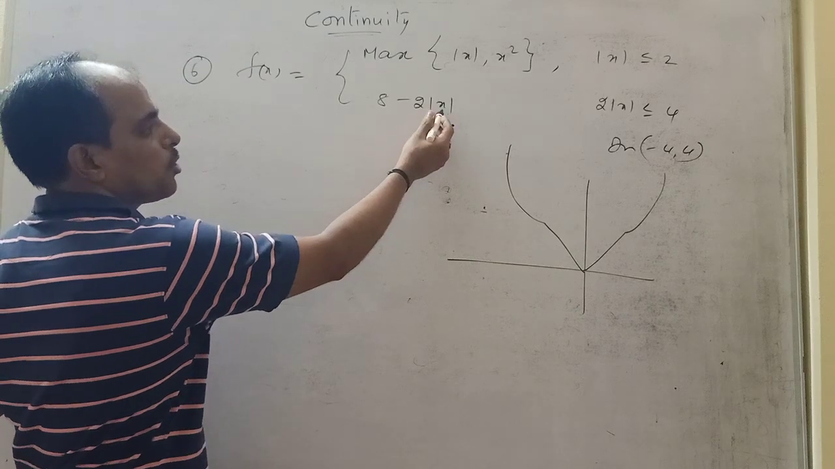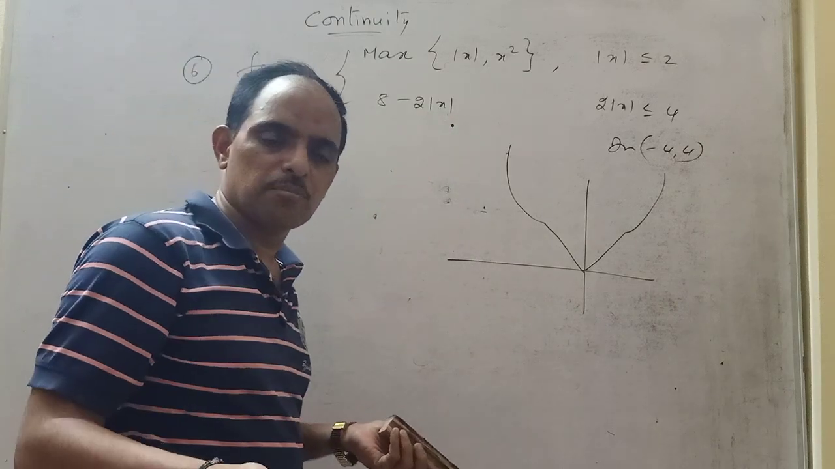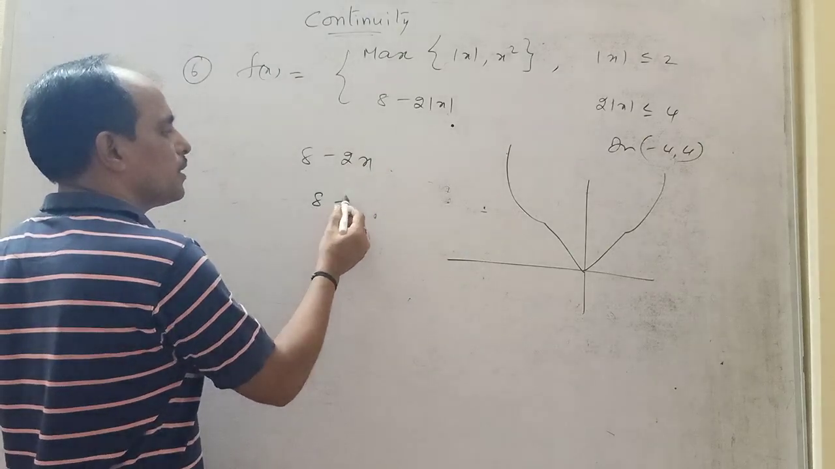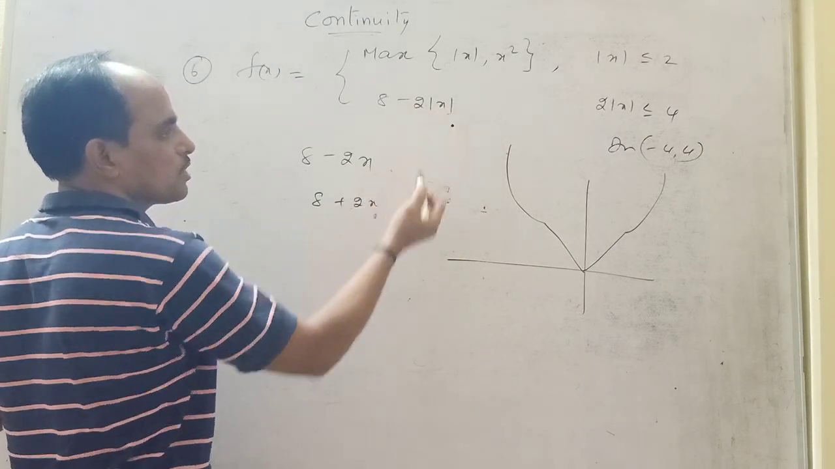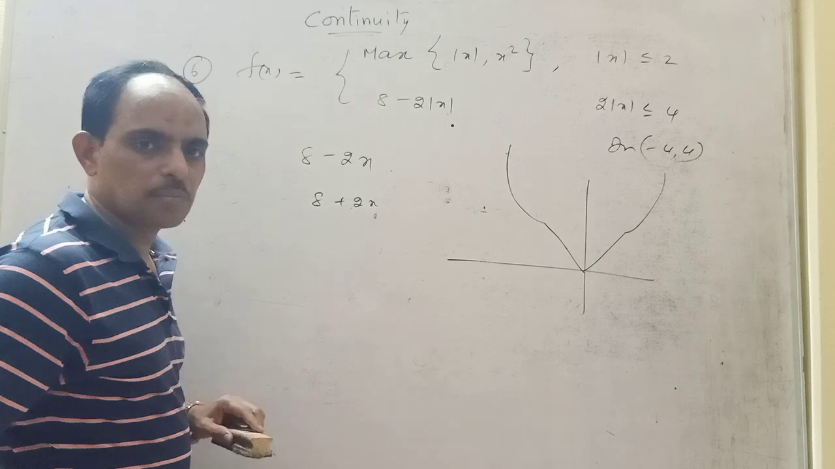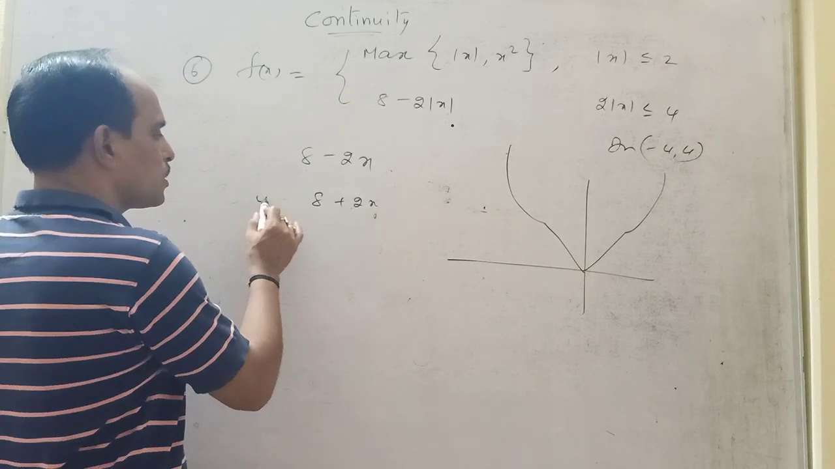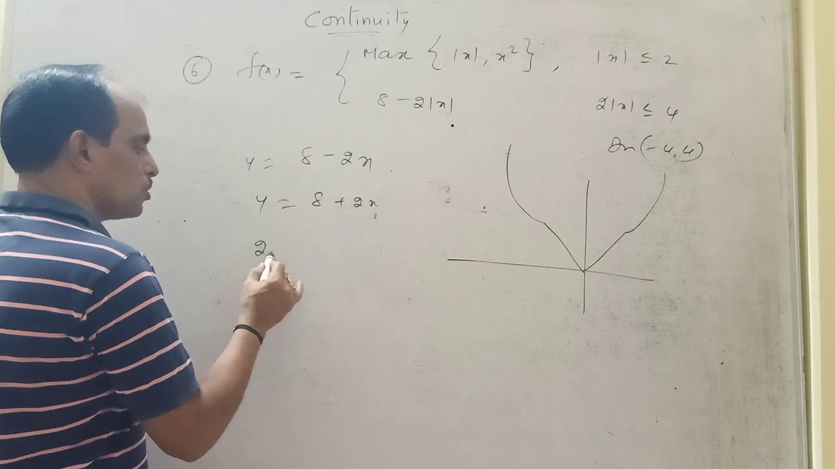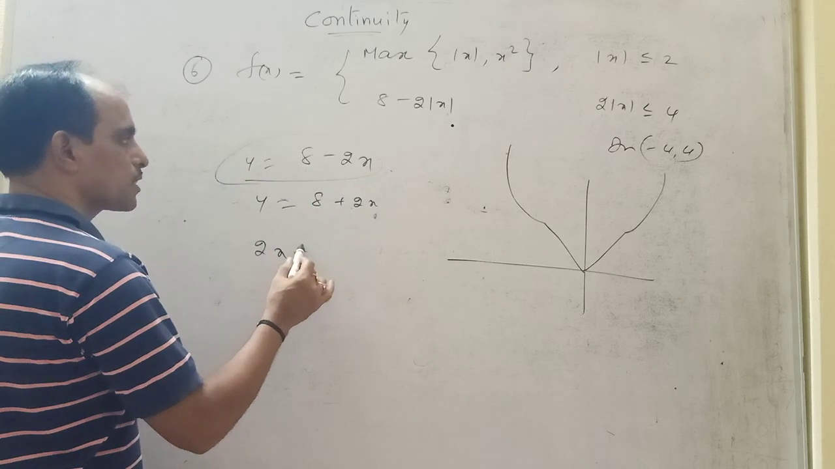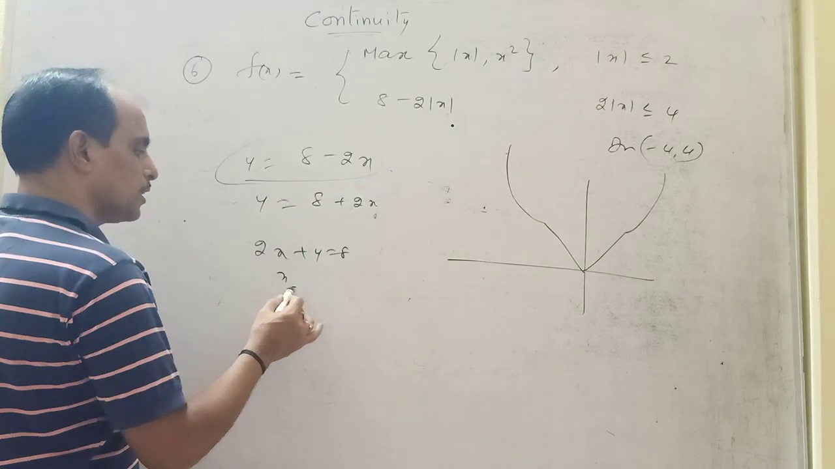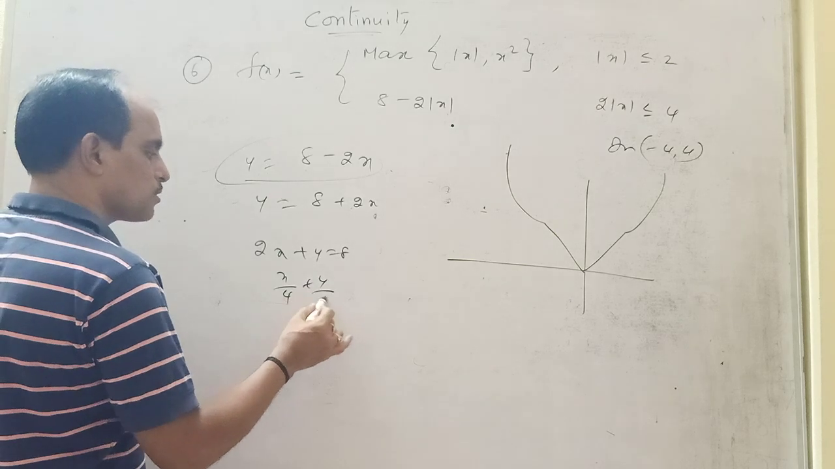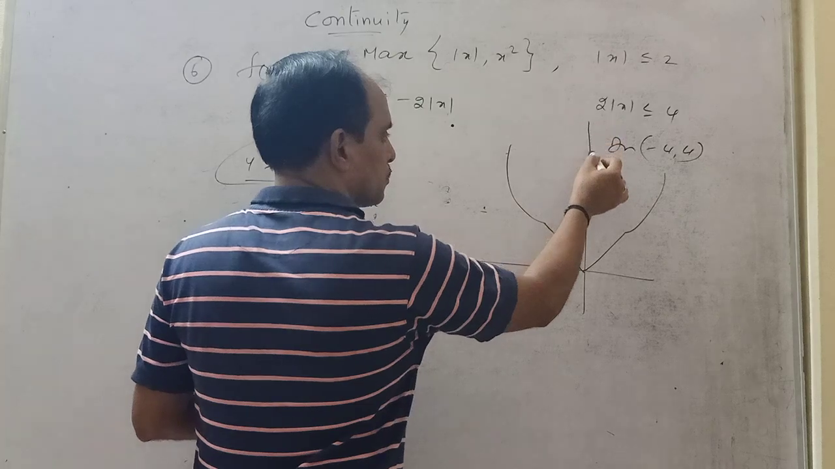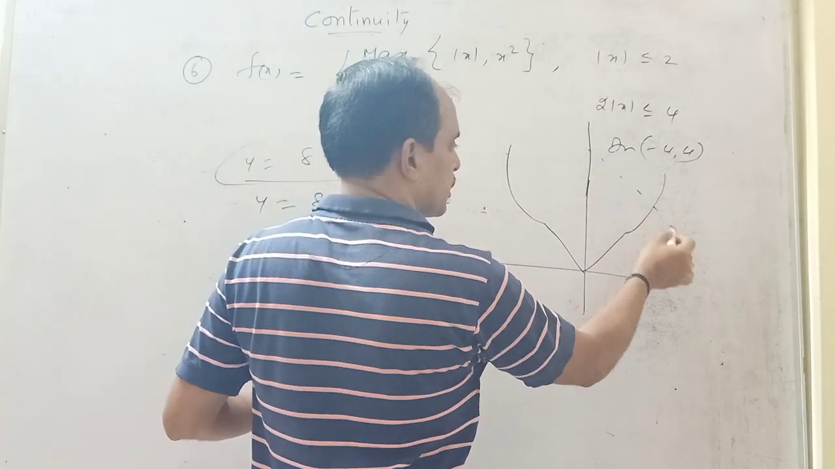You take mod x as plus x one time and you take minus x one time. So you will get 8 minus 2x and 8 plus 2x. Suppose mod x is equal to minus x, then it becomes 8 plus 2x. So always take this is y and this is also y. Okay. So the first equation will be 2x plus y is equal to 8. That is x by 4 plus y by 8 is equal to 1. A straight line. Okay. This is the straight line.